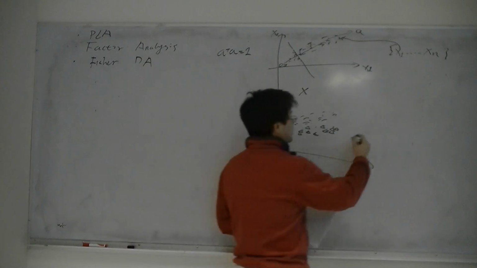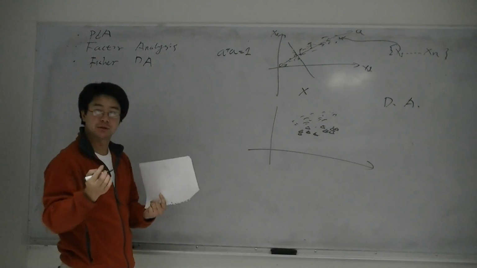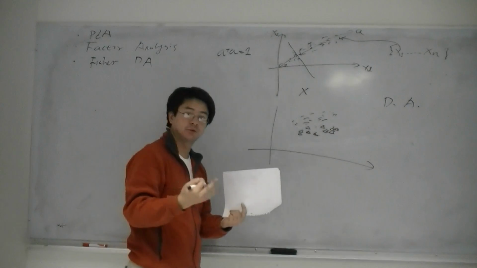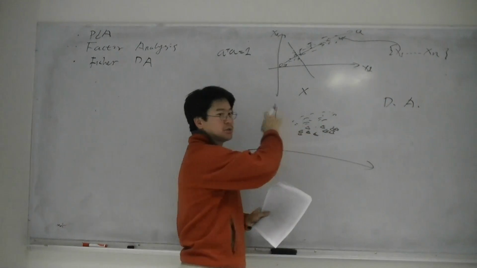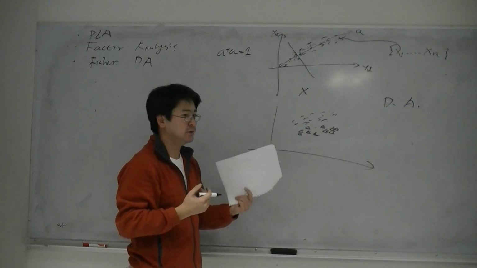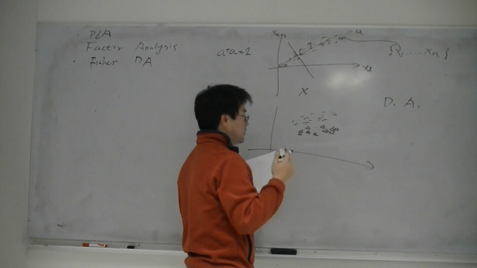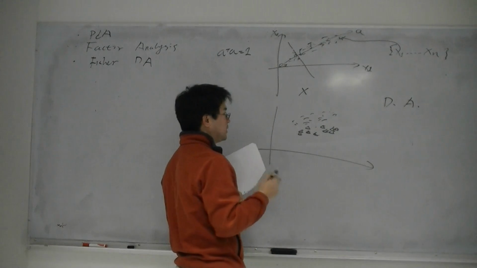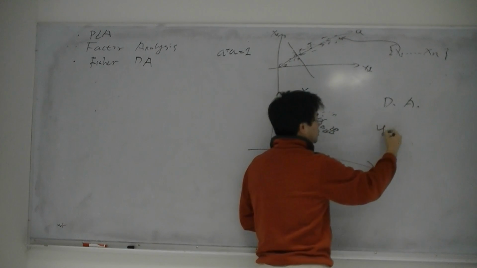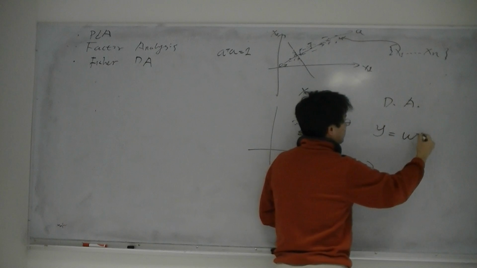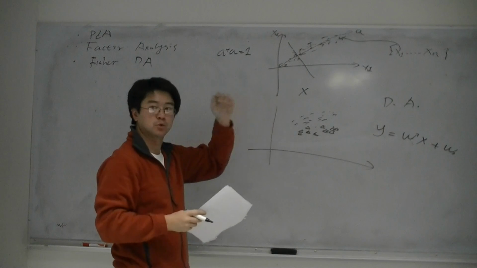For the discriminant analysis, I think Shuang mentioned that last time. There are 3 types of algorithm for classification. One is the discriminant analysis: you find a function to separate these two groups. Or you find the posterior distribution, or you try to use the generative model or discriminant model. For discriminant analysis, you try to find a function like this to separate these two groups.